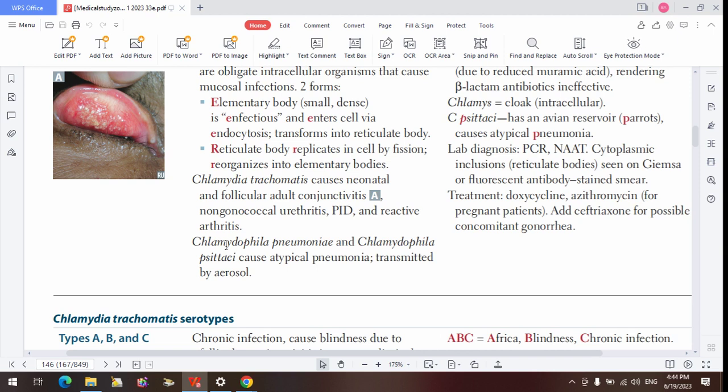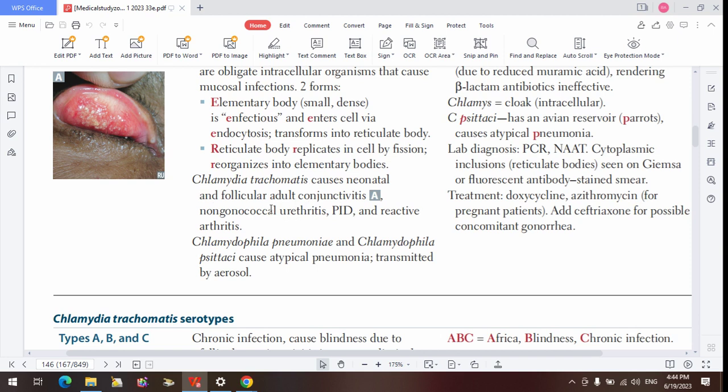Chlamydia trachomatis. So that means that somebody can also obtain Chlamydia trachomatis from sexual transmission. When somebody has sexual contact with someone that is infected, they can get Chlamydia trachomatis. And that Chlamydia trachomatis is going to cause problems within the genitourinary tract, like pelvic inflammatory disease and urethritis. They can cause reactive arthritis as well.